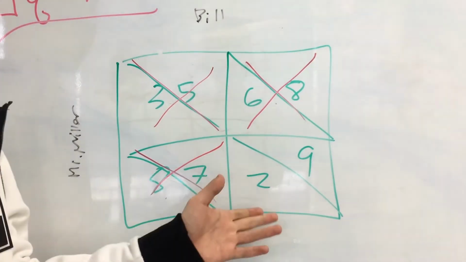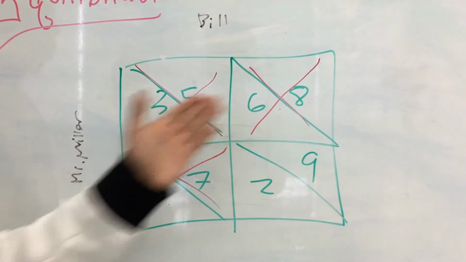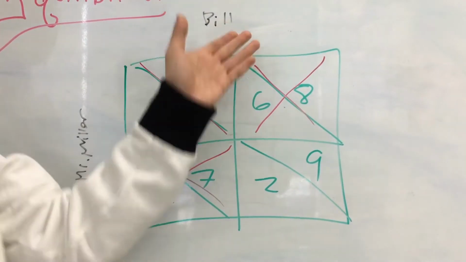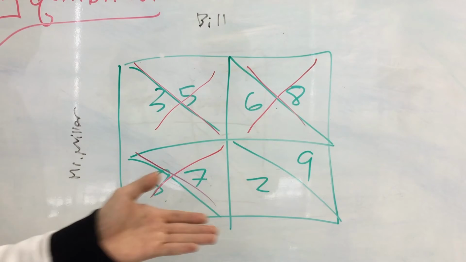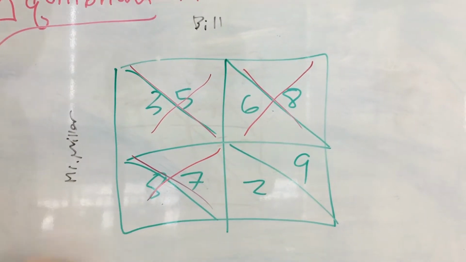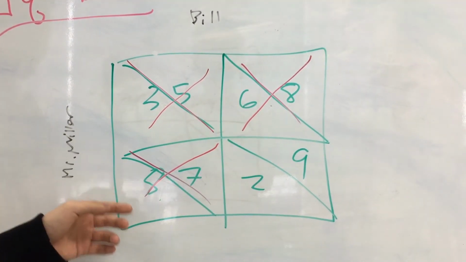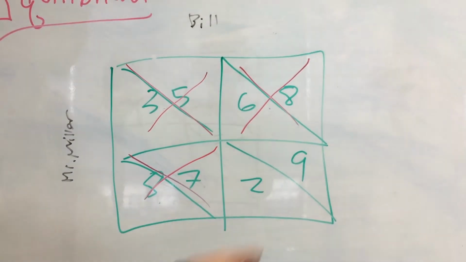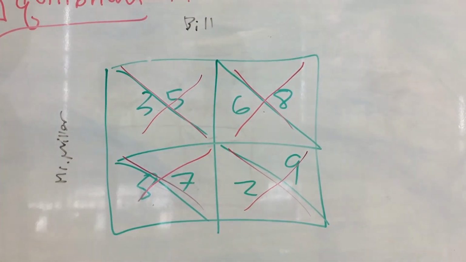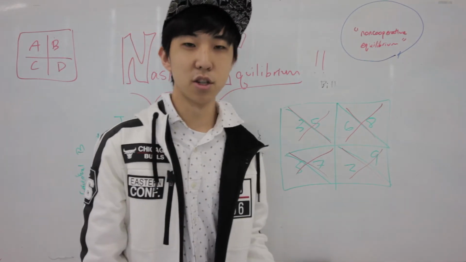And finally, for here, would either Bill or Mr. Miller want to move to an adjacent square? Well, for Bill, 9 is the best option compared to 7 or 8, which is why he wouldn't want to move. But Mr. Miller, however, would want to move to different squares, like 8 or 6, which are better options for him than 2, which is why this cannot be a Nash equilibrium, and therefore, in this situation, there is no Nash equilibrium.